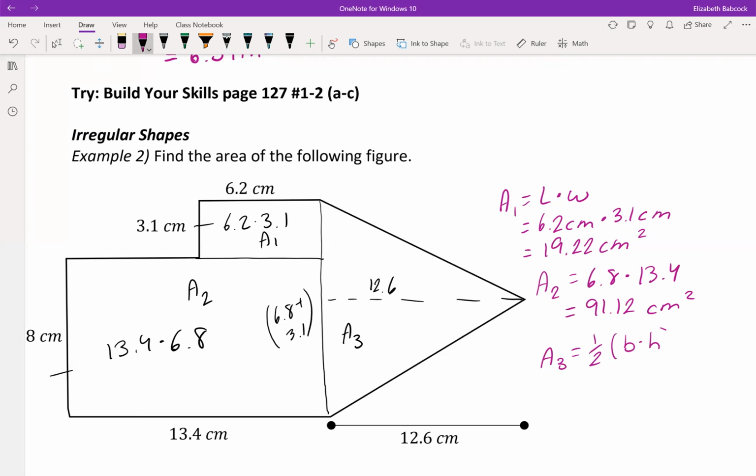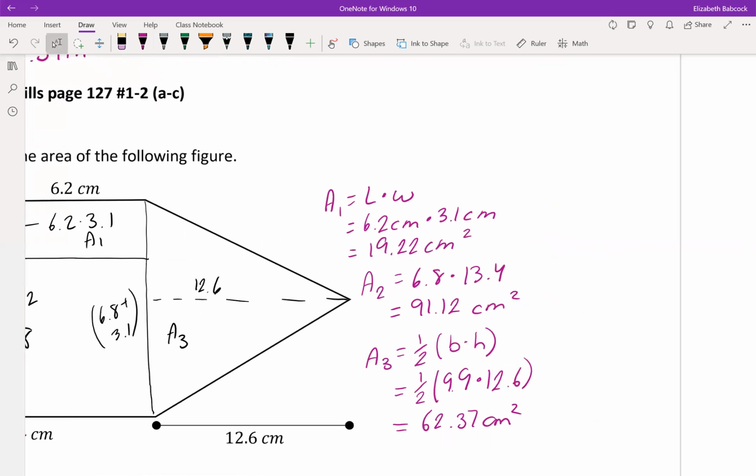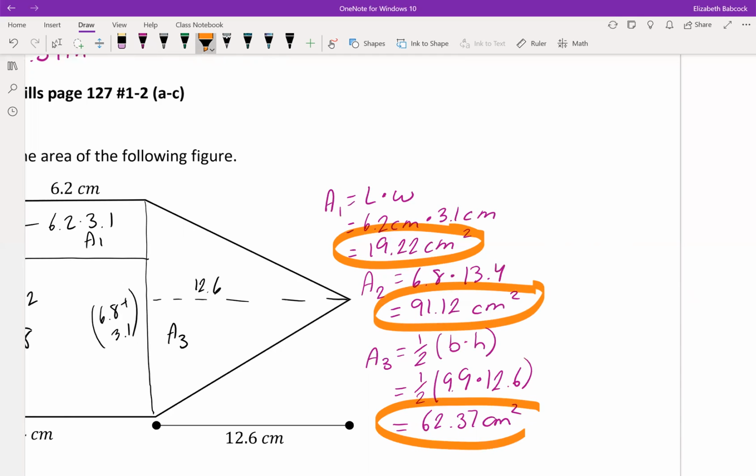base times height, which is equal to 1/2 times 9.9 times 12.6. So we get an answer of 62.37 centimeters squared. But now that we've calculated those three areas separately, what do we have to do with the three numbers? Well, altogether, those three numbers make up the shape that we were looking for.